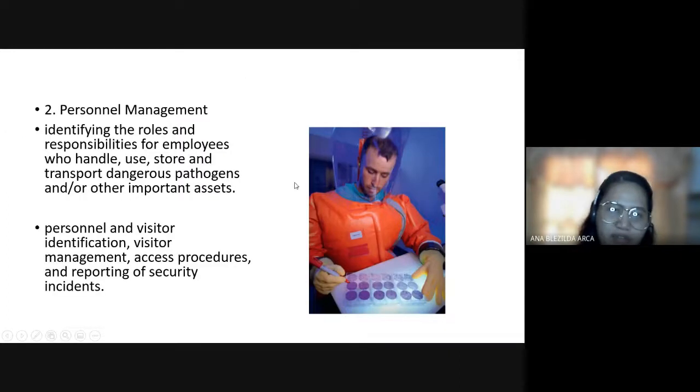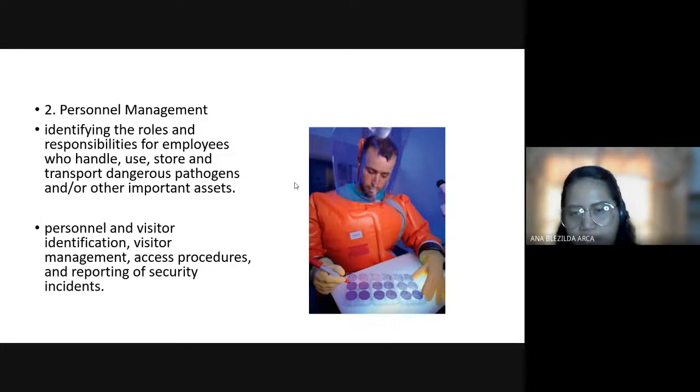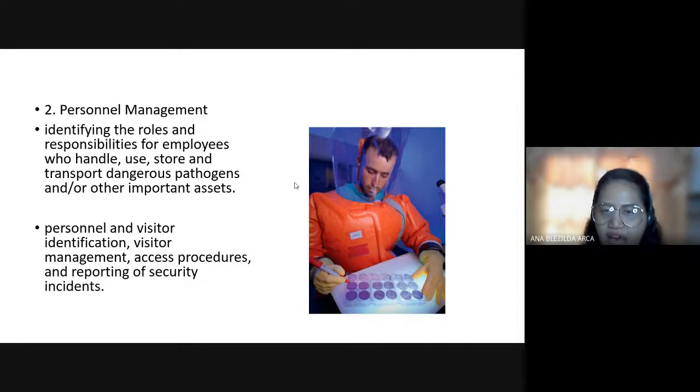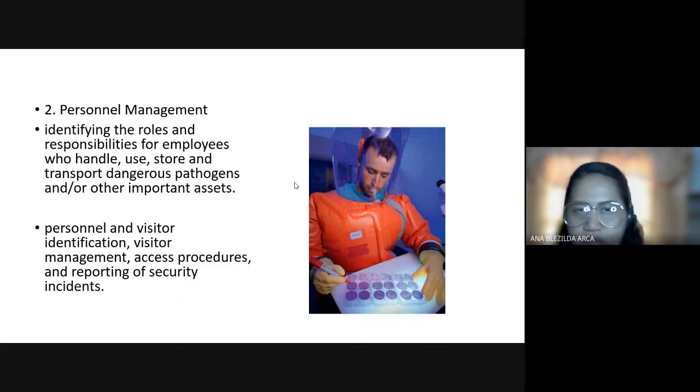Next, the personnel management. Kasi dapat class, you must identify kung yung mga tao ba working in the lab are really scientists. Kasi baka mamaya, meron diyang terorista, nagpapanggap na scientist. Yun pala, terorista siya. Na siya yung kukuha ng mga microorganism doon, di ba? Also, dapat yung mga staff na yan, yung mga employees na yan, should be knowledgeable in how to handle, use, and store, and transport dangerous pathogens and other important assets.